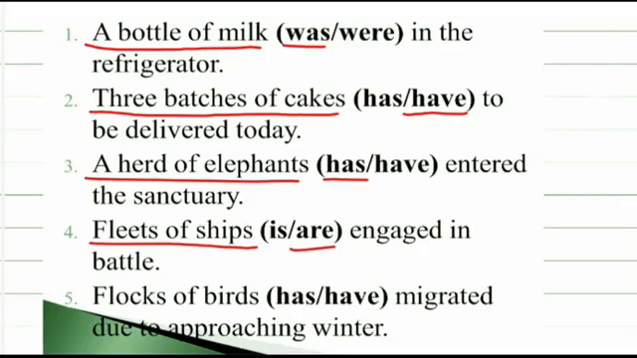It's flock of birds, and have. Has or have? Have. Excellent job. Why did you choose have? Flocks of birds. Because it's flocks of birds. So that makes it a plural collective noun. Okay? Thank you so much. You are quite correct. So great.